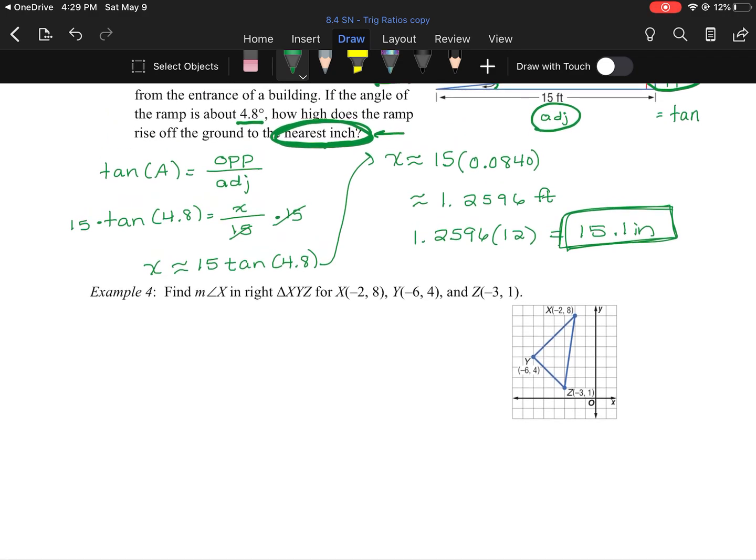That is example 4. It says, find the measure of angle X in the right triangle XYZ when we have those given coordinates. All right, so the only way we can find angle measures is if we know all of the side lengths. So you betcha, you guessed it. We either have to use distance formula or Pythagorean theorem to find each of these lengths.